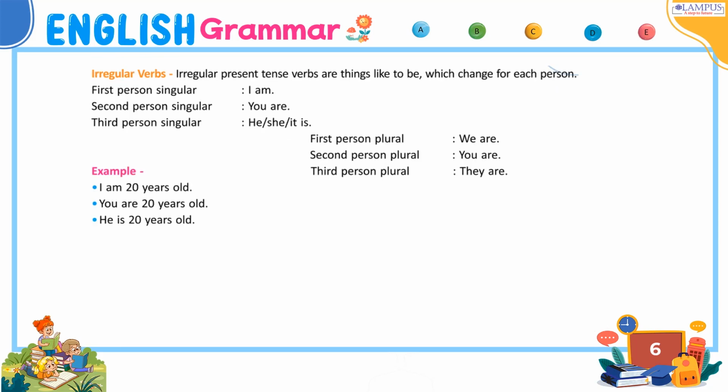Irregular verbs. Irregular present tense verbs are things like to be, which change for each person. First person singular: I am. Second person singular: you are. Third person singular: he, she, it is. First person plural: we are. Second person plural: you are. Third person plural: they are. Example: I am 20 years old. You are 20 years old. He is 20 years old.